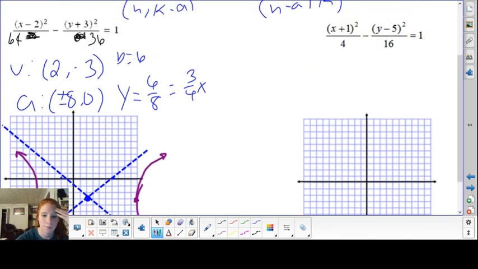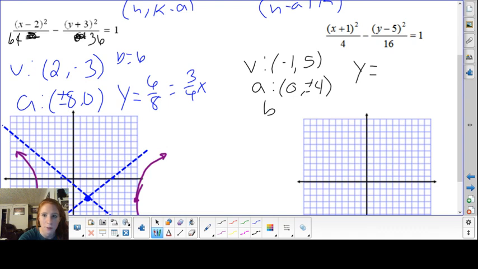Okay, same idea. We're going to go ahead and determine our vertex, which is going to be at -1, 5. My A value, which I've already kind of spoiled, is going to be at 0, plus or minus 4, because I wanted to switch. My asymptote line is going to be, B is at 2. My asymptote slope is 2/4, which is equal to 1/2.